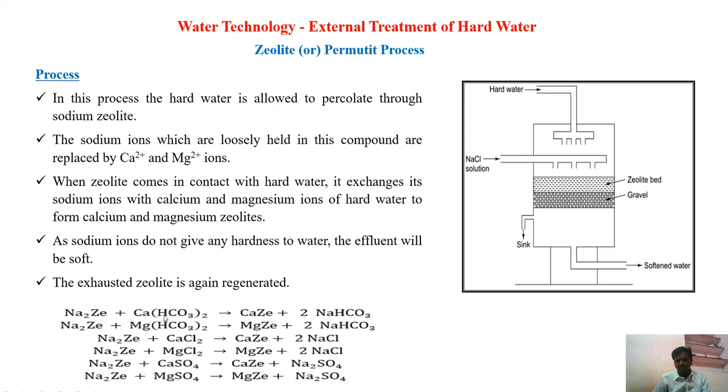Sodium zeolite with calcium bicarbonate gives calcium zeolite. The sodium bicarbonate is water soluble and is removed. Here also, with calcium chloride, calcium zeolite will be formed. With calcium sulfate, calcium zeolite will be formed. In the case of magnesium salts, we get magnesium zeolite. That means cations are removed, and anions cannot be removed by this process. So the outlet water is free from calcium and magnesium, but it may have sodium chloride, sodium bicarbonate, or sodium sulfate.